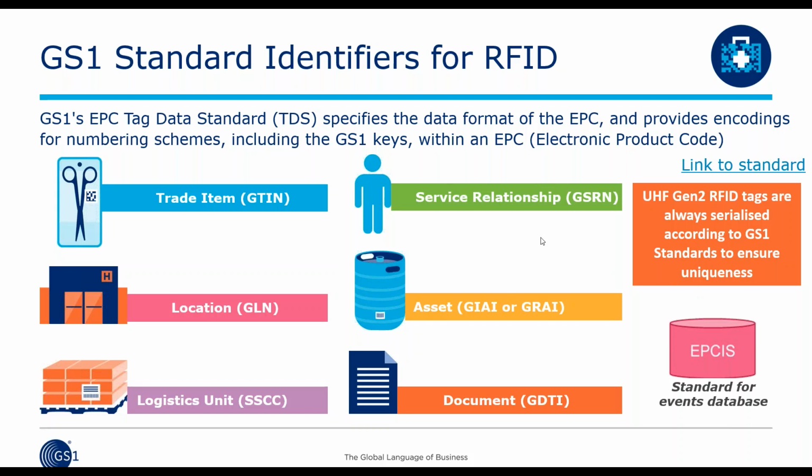Locations is another identifier. Logistical units, moving pallets. We're seeing more and more use of RFID in that space as well. GSRN for service relationships, which can identify staff, patients, and other people within the system. Assets is a huge opportunity, and we'll cover that in a number of areas, and documents and many more. But it's important, as I mentioned, to note that when we talk about RFID, we're talking about the UHF Gen 2 tags, which are based on the GS1 standards.